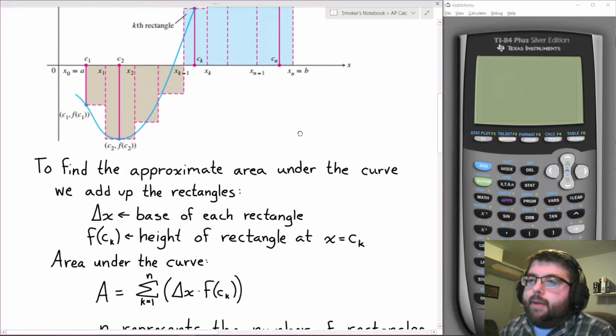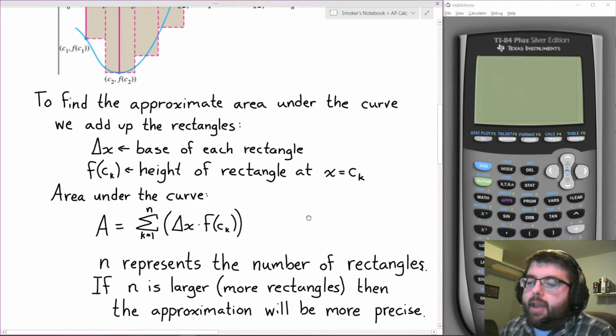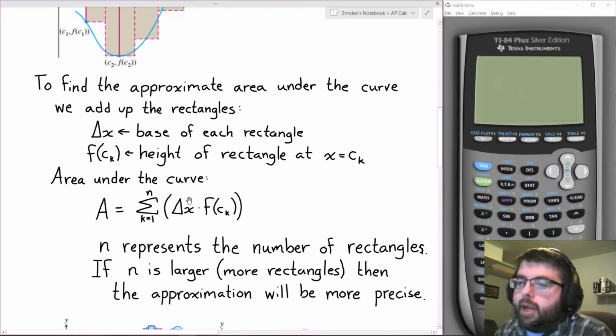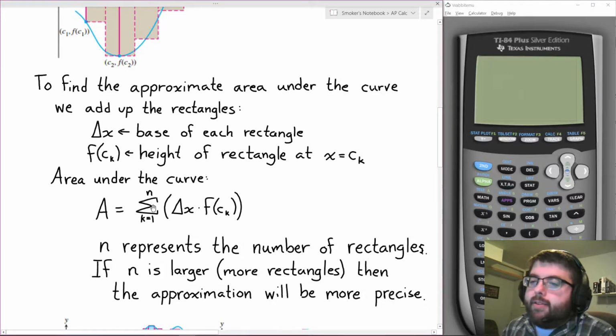I don't know, hopefully that makes sense. That's pretty complicated stuff, and if you're a little bit lost, don't worry. I'm just showing this stuff here because it's part of the back end of how this works. We're not going to be writing sigmas. Again, this is just saying adding up all the rectangles. However many there are, n being the number of rectangles, you take the first one plus the second one plus the third one.